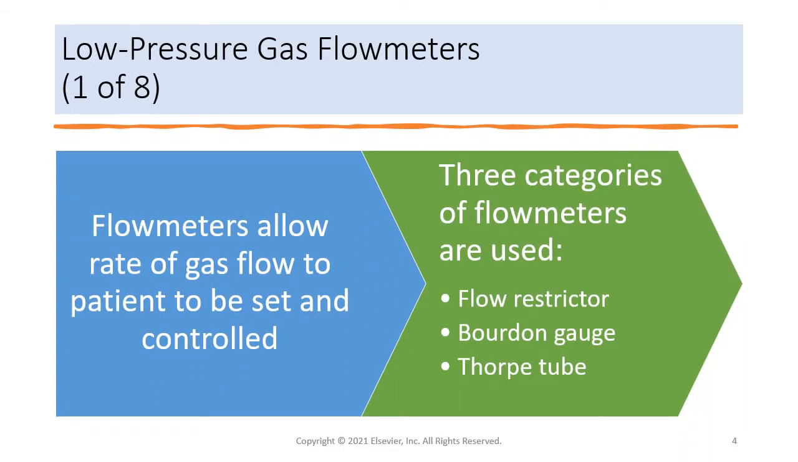We're going to start by talking about low gas pressure flow meters. Flow meters allow the rate of gas flow to the patient to be set and controlled, such as a half a liter, 2 liters, 10 liters, whatever it is you'd like to set for your patient. There are 3 main categories of flow meters: a flow restrictor, a bourdon gauge, or a Thorpe tube. I'm going to show you the difference in each.